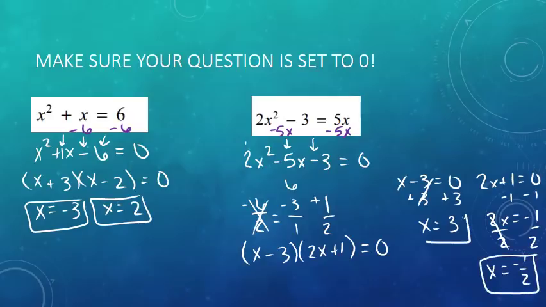So what that means is that this parabola crosses through the x-axis at negative 1/2 and also at 3.